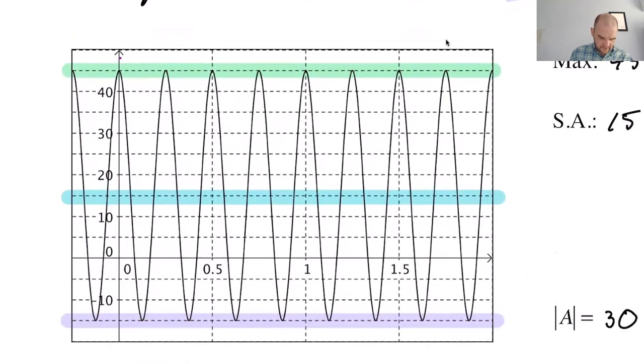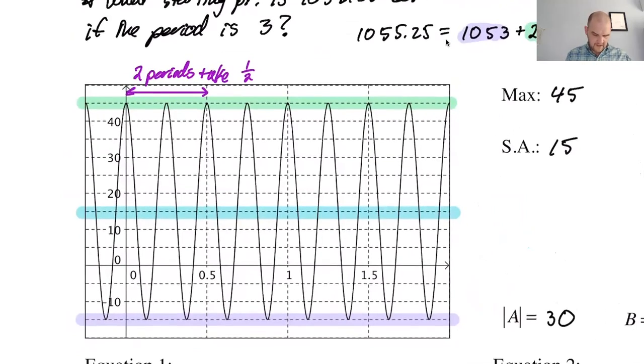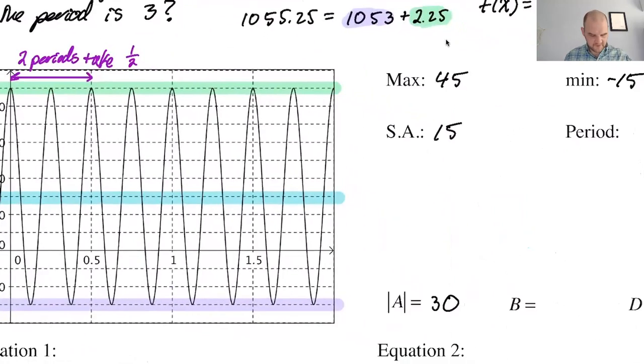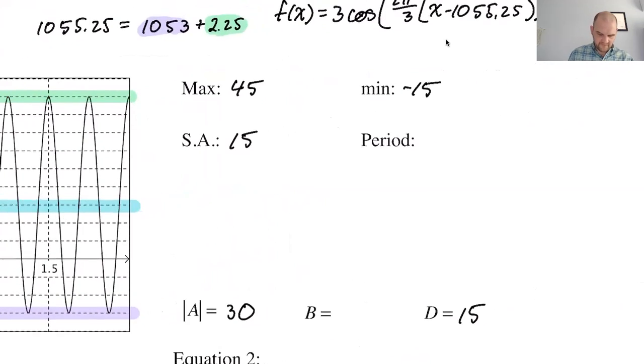So we're going to go from here to here and get 2 periods. Take 1/2, 0.5, sorry. 3 is from the previous one. I was reading it up there. 2 periods take 1/2, which means that each period takes half of that. So each period is 1/4.